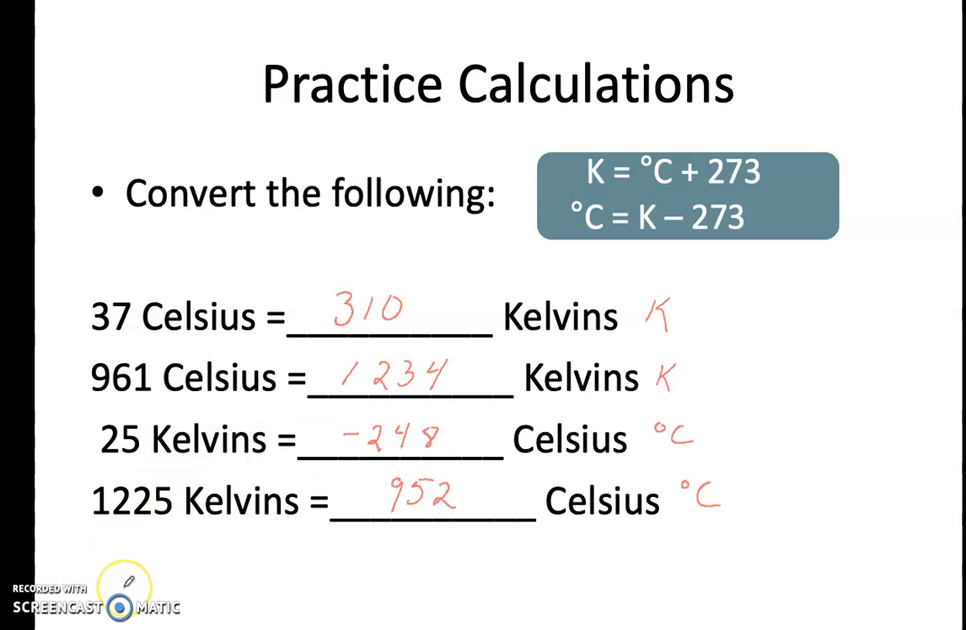Temperature is supposed to be simple. Just make sure you know the scales and their lowest points, and you are familiar with absolute zero being 0 kelvins or negative 273 degrees Celsius.